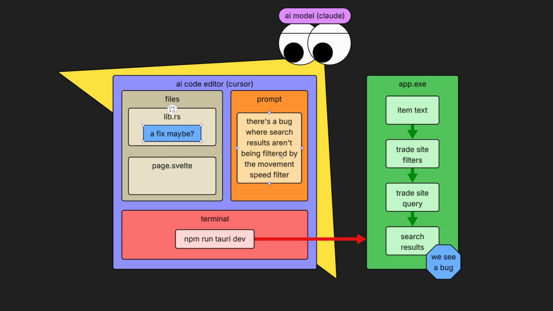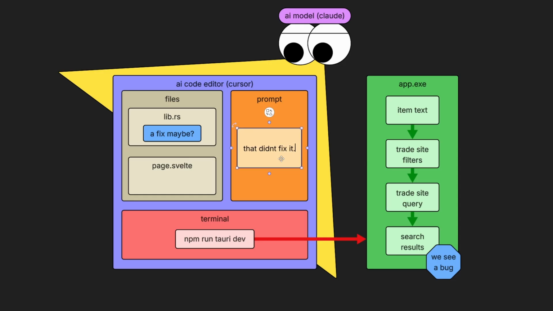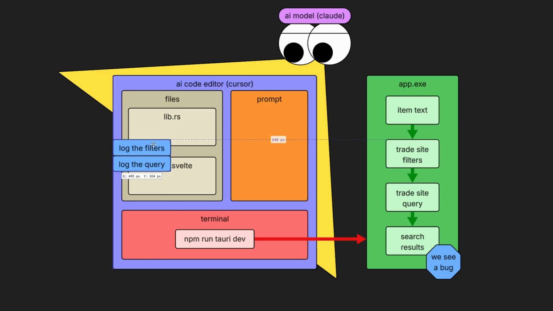And if that doesn't actually fix the problem, now you might be tempted to say, that didn't fix it. Please try again. And so it tries again, and maybe that doesn't work either. And now what? It's at this point that you might just get stuck. And it's because Claude is at such a big disadvantage here. Interacting with our running app is such a goldmine of troubleshooting data, and it just doesn't have access to that information.